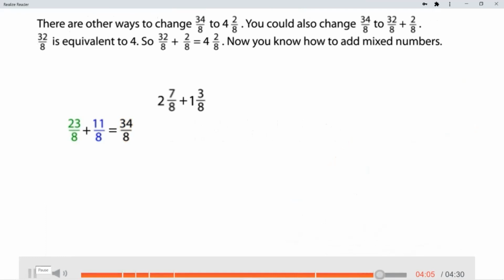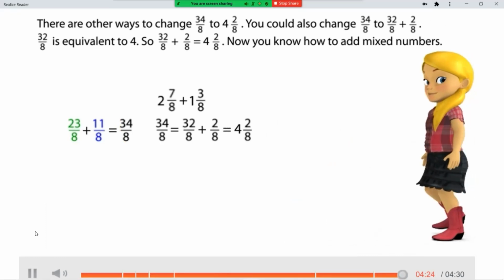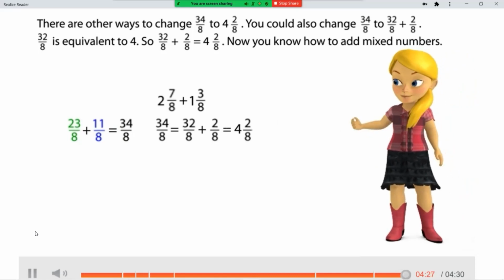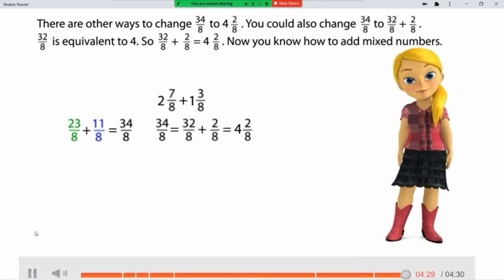There are other ways to change 34/8 to 4 and 2/8. You could also change 34/8 to 32/8 plus 2/8. 32/8 is equivalent to 4. So 32/8 plus 2/8 equals 4 and 2/8. Now you know how to add mixed numbers.